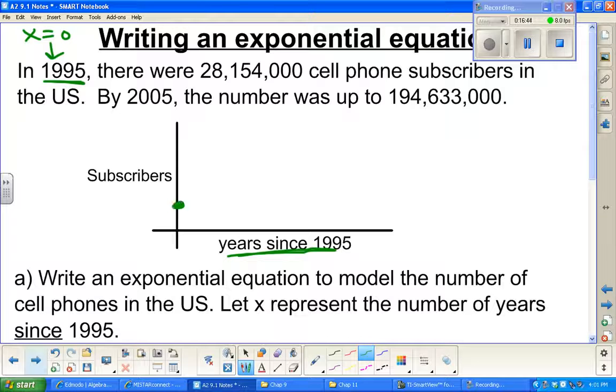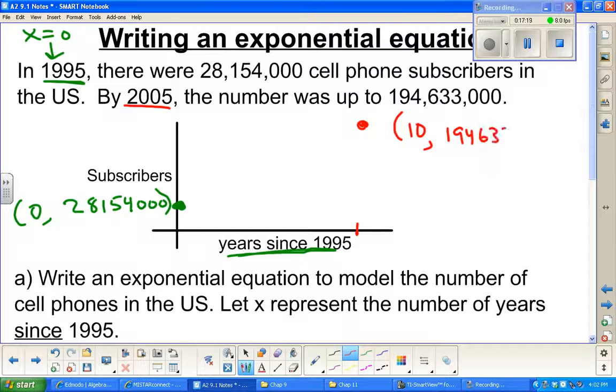That's our value. So the point on the graph, the year since 1995 would be 0 years since then. And then the y value, the 28,154,000. Okay, so that point is here. That's kind of like our y-intercept. That's our starting value. And then as time goes on, okay, so now we're at some new time. We have a lot more cell phones. So in 2005, that would be 10 years later. Okay, 10 years since 1995. So the x value is 10, the y value is this big number, 194,633,123 zeros. Okay, so we have this growth going on. Okay, and again, this was 10 years later.